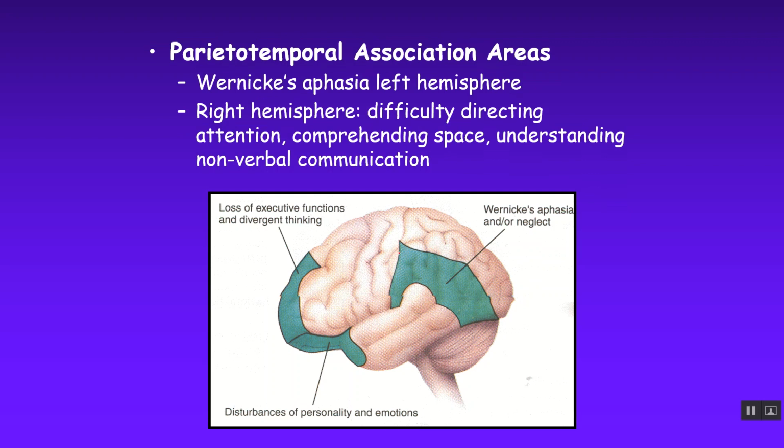If you damage the parietal association cortices, this area in here, or Wernicke's, you can have Wernicke's aphasia if it's on the left side. If it's on the right side, you're going to have difficulty directing your attention, and comprehending space will be difficult. Mainly difficulty towards the left. If it's a right hemispheric lesion, they're going to have more difficulty with the left side of their body or the left side of their environment. It's going to tend to be more impacted by these things of comprehending space and so forth. But they'll generally have problems understanding nonverbal communication.